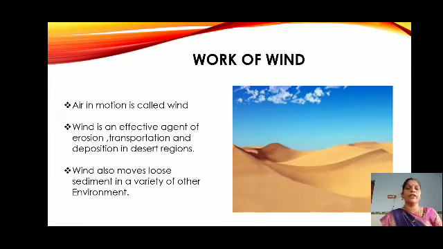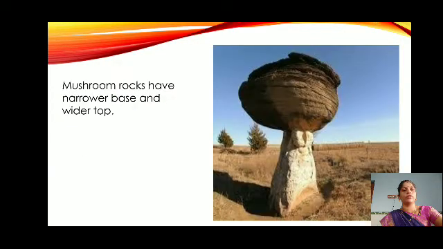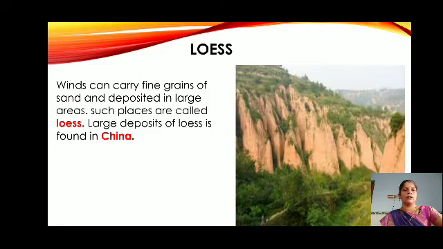The work of wind: air in motion is called wind. Wind is an effective agent of erosion, transportation and deposition in desert regions. That deposition is sand dunes. Wind also moves loose sediment in a variety of other environments, and that sedimentation is called loess. Go through your book and you will understand.